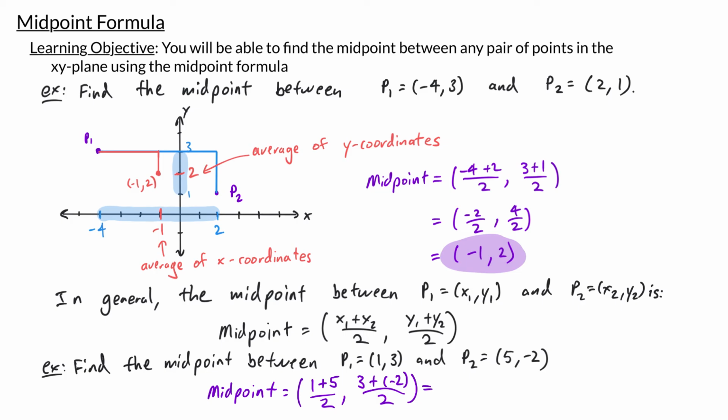Simplifying this, we have that the x-coordinate is 1 plus 5, which is 6, divided by 2. So that's going to give us 3. And the y-coordinate is 3 plus negative 2 divided by 2. 3 plus negative 2 is 1, and 1 divided by 2 is 1/2. So our midpoint has coordinates 3, 1/2. So that's how we use the midpoint formula to find the midpoint between any pair of points in the xy plane.